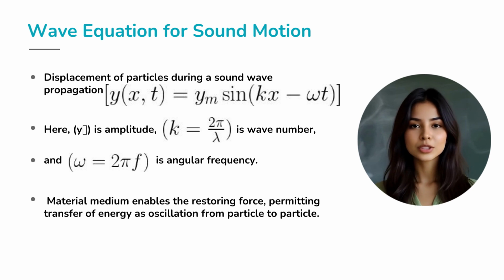Now that we understand sound needs a medium, let's peek into how we mathematically describe this sound wave motion in the particles. When sound moves, the displacement of particles at a position x and time t can be written as y(x,t) = y_m sin(kx - ωt). Here, y_m is the amplitude, the maximum displacement of particles, like how far the dancer moves from their resting spot. k, called the wave number, is 2π divided by λ, that is, 2 times pi over the wavelength. And ω, the angular frequency, equals 2πf, 2 times pi multiplied by the frequency.